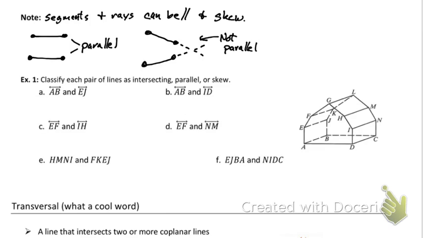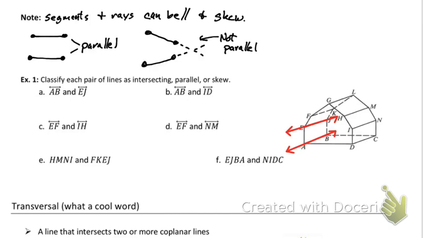All right, you're supposed to classify each pair of lines. So we're actually talking about lines. Even though they give me two segments, you have to pretend they extend forever in both directions. So I'm looking at AB and EJ. AB is this guy, and then we have EJ. They go forever in both those directions. Can someone tell me, do those intersect? Are they parallel? Are they skew?